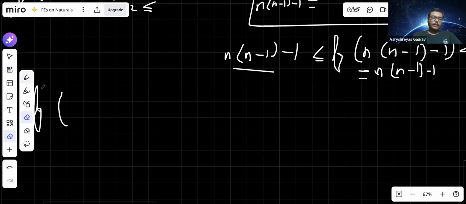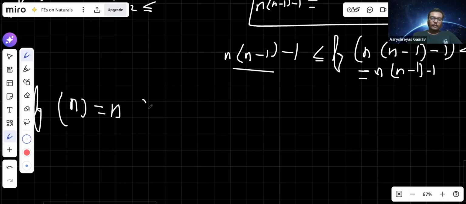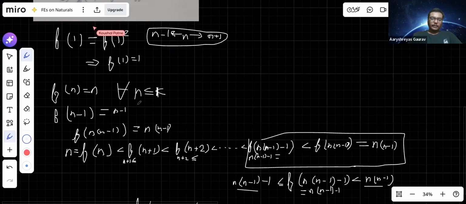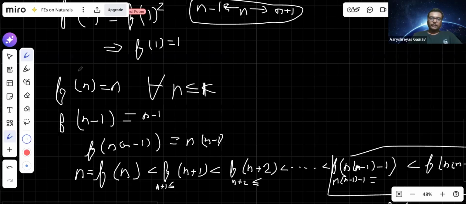Because of the above statement, we can say f of n is equal to n for all... Sorry. f of k is k for all k less than n, equal to n times n plus 1, and we can take n minus 1, I mean. And we can induct this forever. So the only thing remaining is where to start this induction.